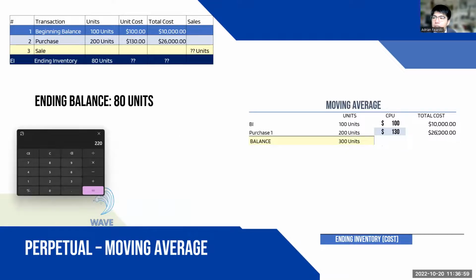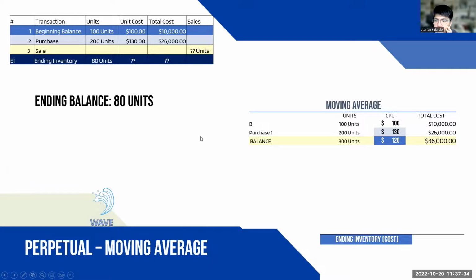And then we get the total cost. 10,000 plus 26,000. May 36,000 ka. Now, we need to move the average. So 36,000 divided by 300 units. Your new moving average is 120,000. And important is yung 120,000 because you will use your moving average unit every time you have a sale or a sales discount or a sales return.